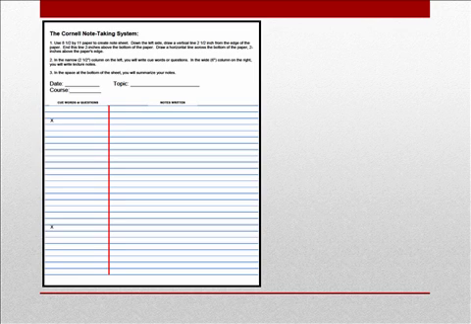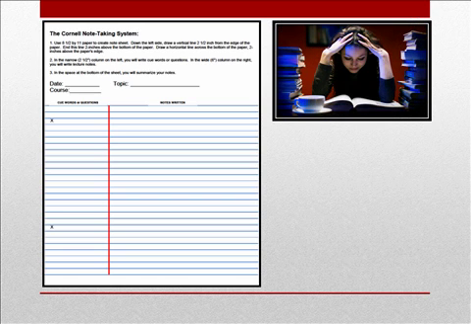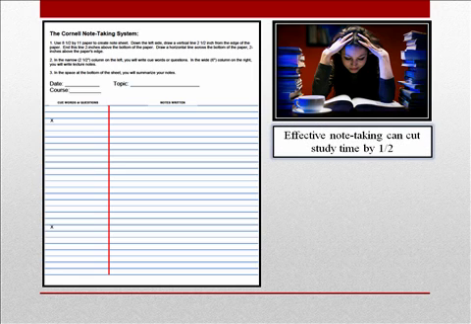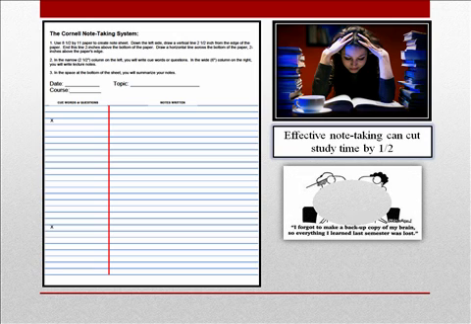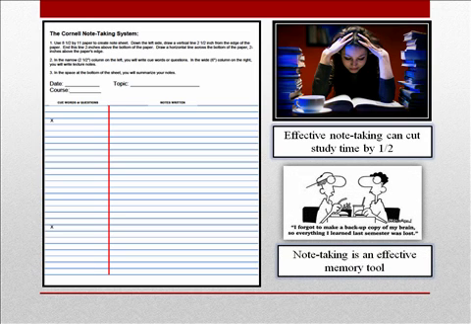Here is an example of the Cornell note-taking system on regular note paper. The only thing you would need to add is a summary of the lecture or reading. There are some real advantages of using a systematic method like the Cornell system. First, effective note-taking has been proven to cut study time in half, and it's also an extremely effective memory tool.